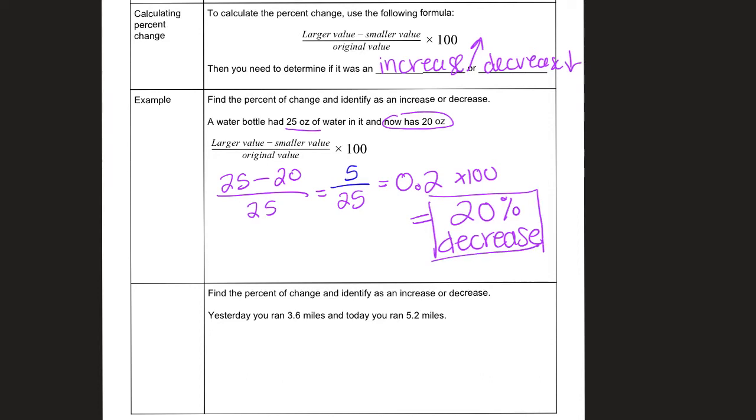Okay. So same thing for this one. Find the percent change, identify as an increase or a decrease. Yesterday you ran 3.6 miles and today you ran 5.2. So we're going to take the larger value, 5.2, minus the smaller value, 3.6. Yesterday was what we started with, so divide by 3.6.